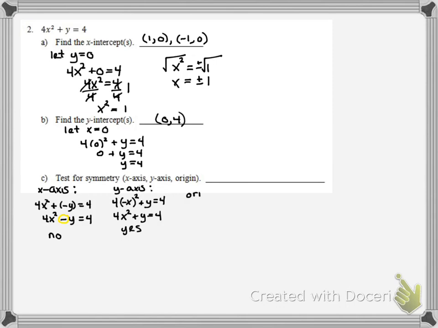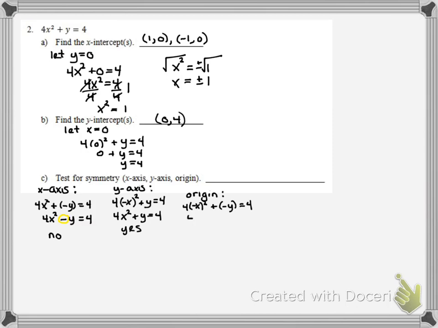Now, origin, we talked about in class that it couldn't actually have 2 types of symmetry. It could have none, 1, or all 3. So I know this answer is going to be no, but let me show you the test. You replace x with negative x, and you replace y with negative y. We've done all the simplifying.